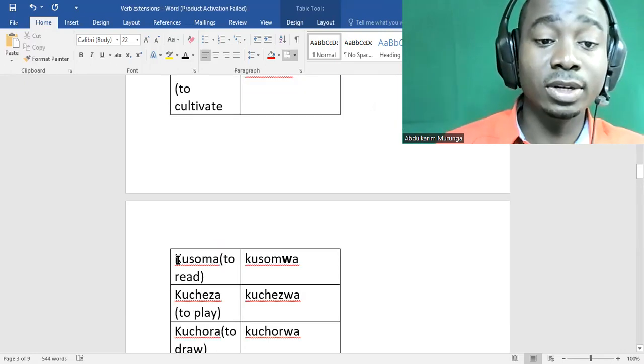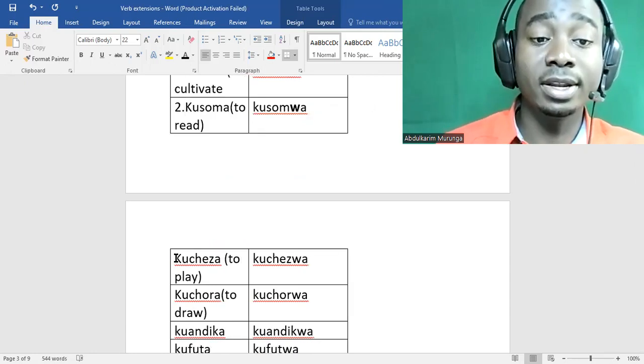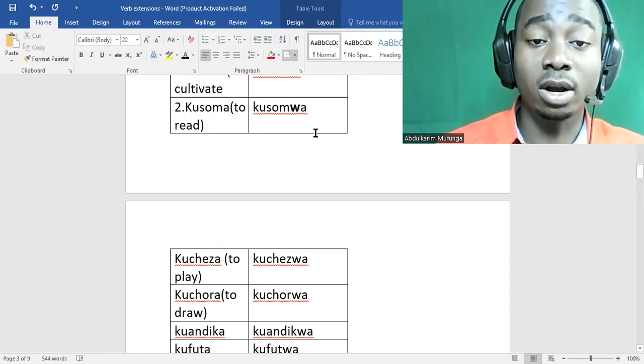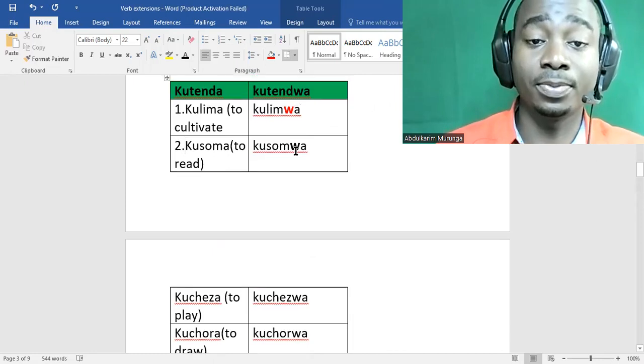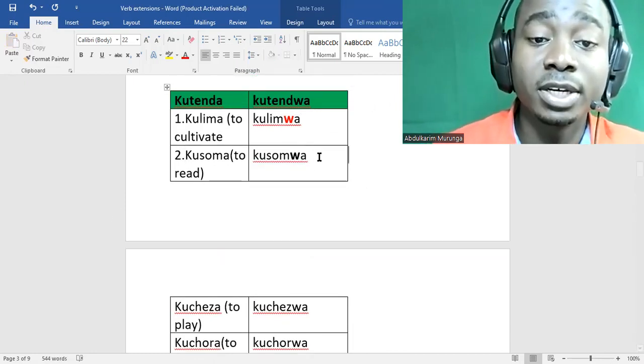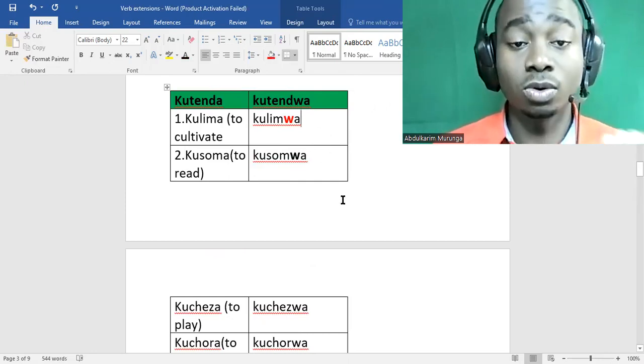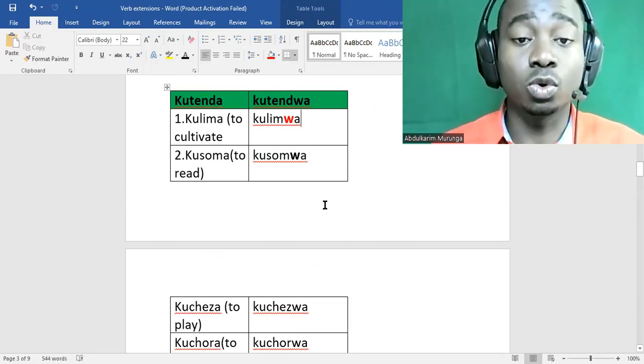The next one here is kusoma, which means to read. When you want to say to be read, we say kusomwa. Kusoma, we put this W here. This is kusomwa, to be read.